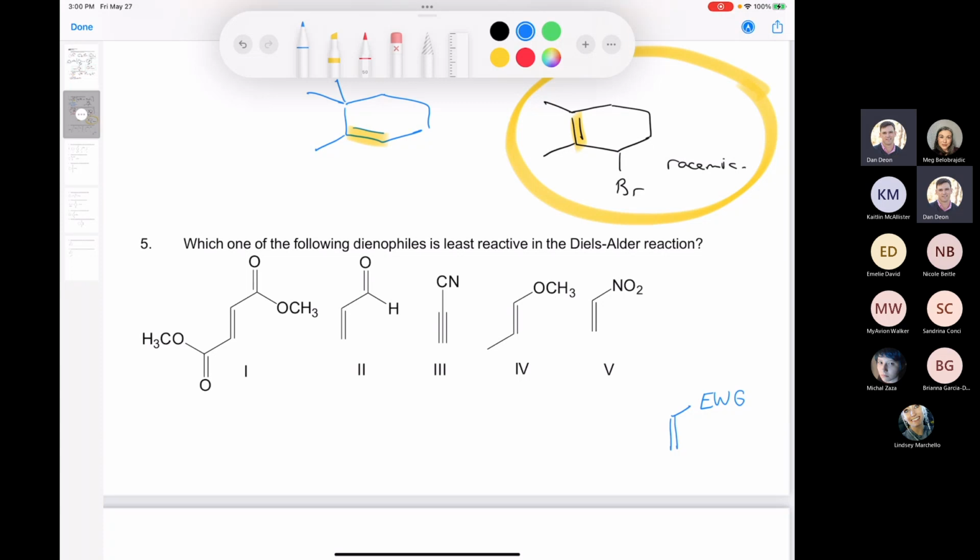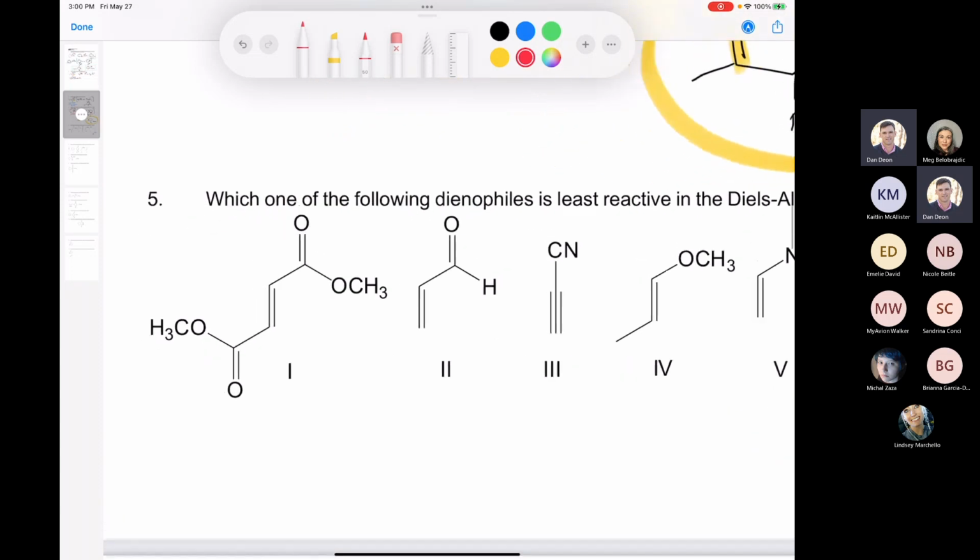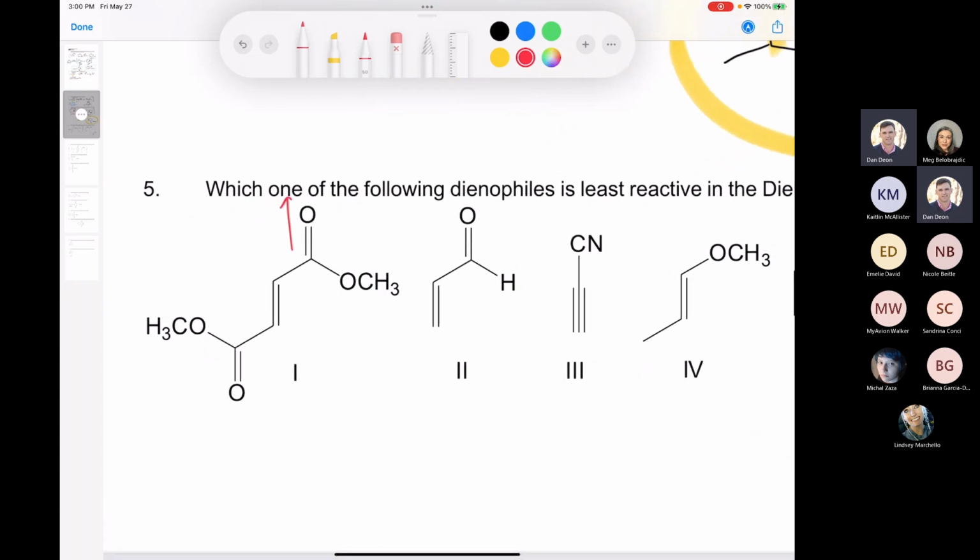Well, if we look at the first two, they both have electron withdrawing groups on them because they both have carbonyls. Carbonyl, we know, is an electron withdrawing group. And so we know that this is going to be a reactive dienophile. The same thing here, we have a double bond or a carbonyl here. And so that's electron withdrawing.